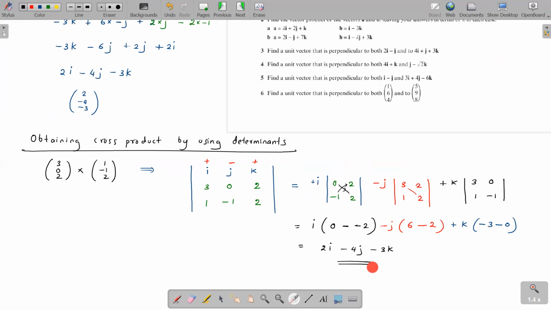So this determinant method is more preferable than the manual expansion method. Most of the time, when we want to find the cross product of two vectors, we obtain the cross product by using the determinant of a 3 by 3 matrix. This is the most popular method in getting the cross product of two vectors. Is that clear? Okay, let's move on.